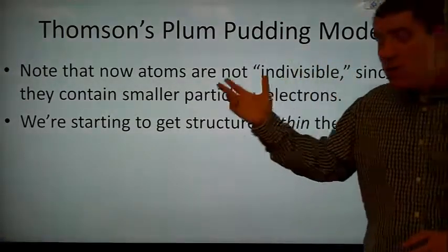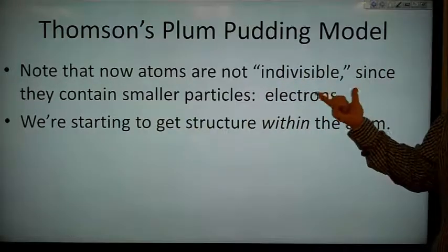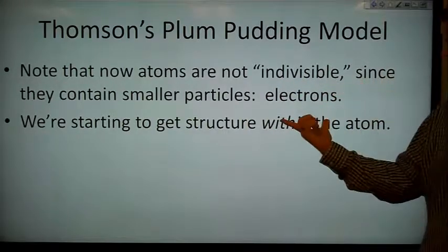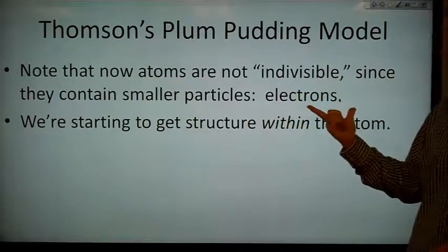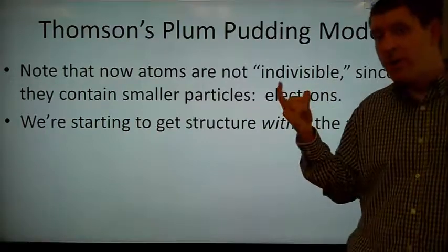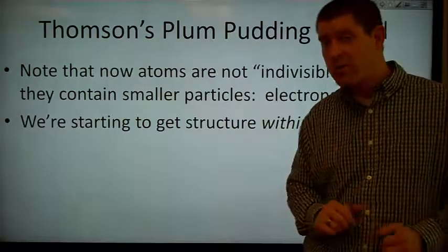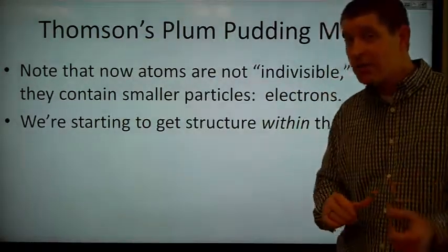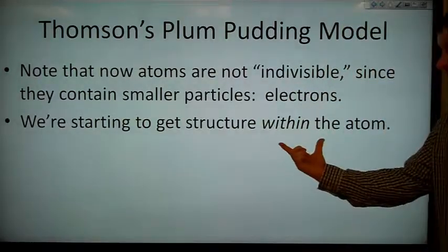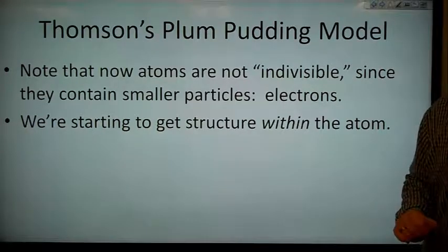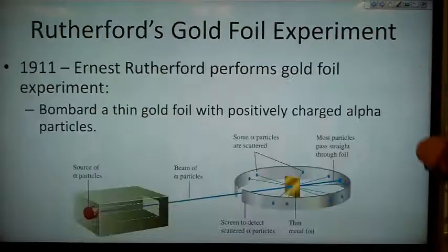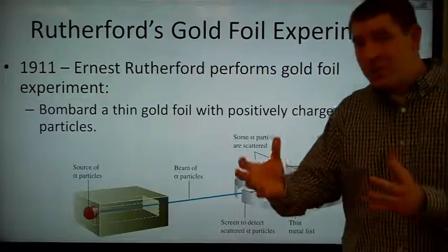So note now that atoms are not indivisible anymore, since they contain smaller particles. They all contain electrons, at least. And so now atoms are no longer indivisible. So now we know that that portion of Dalton's theory is wrong. The rest of it still holds up, though. So we're starting to get structure inside the atom. So let's go a little bit farther.